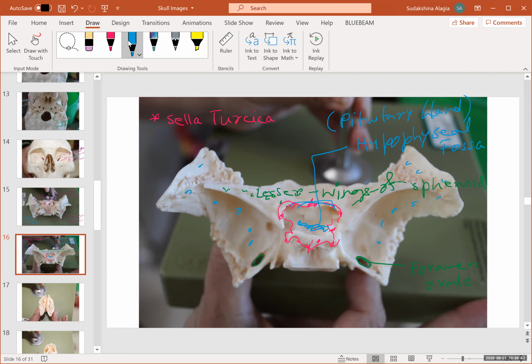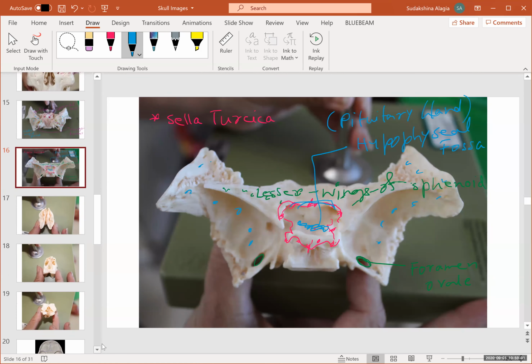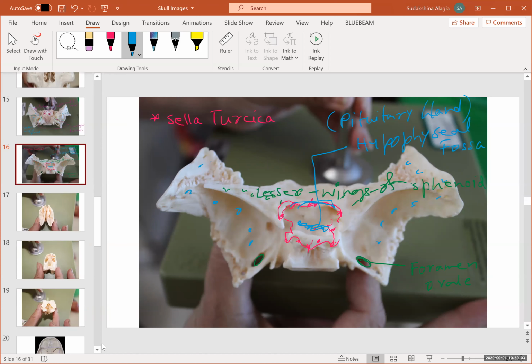Okay, I think that covers sphenoid bone. Questions? And again, I feel really strange teaching this, holding the bone images, but what are we going to do?